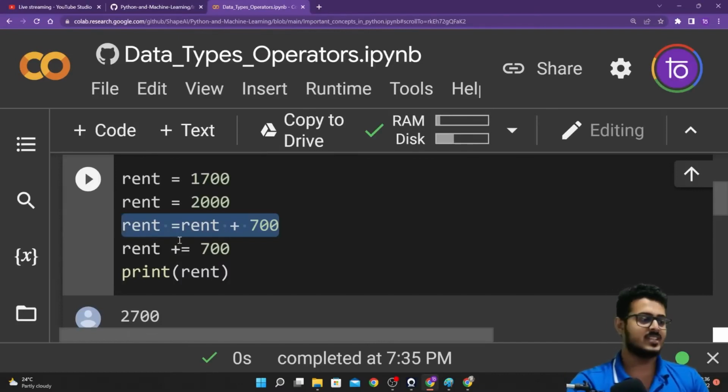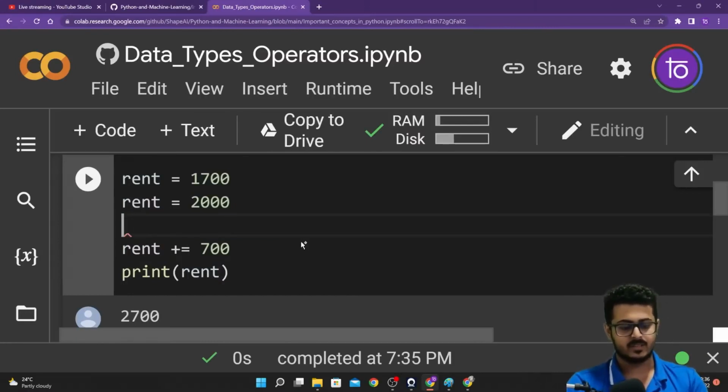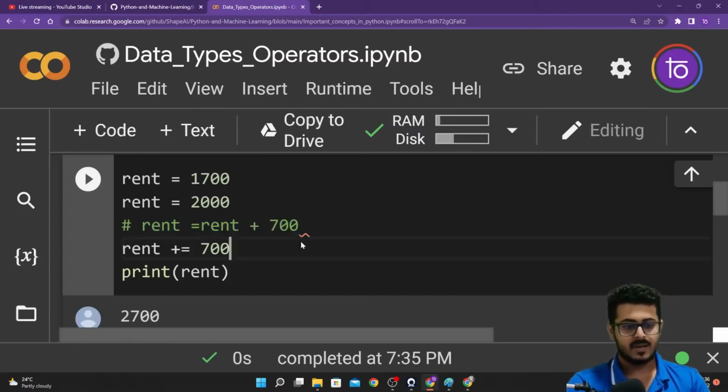So right over here, as you are able to see, we have this particular line, rent is equal to rent plus 700. So we are incrementing the value of rent by 700 rupees. We can do the exact same thing without writing all this by just writing rent plus is equals to 700. So that is the point. Are you guys able to understand this? Please let me know. We can replace this exact same line by writing it as rent plus is equals to 700.